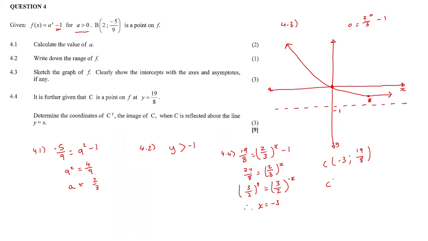So if we want to get the image of C, we get our values swapped. So we get (19/8, -3). So this would be the coordinates of the image of C when reflected about the line y is equal to x. And that's all for this video. Thank you.